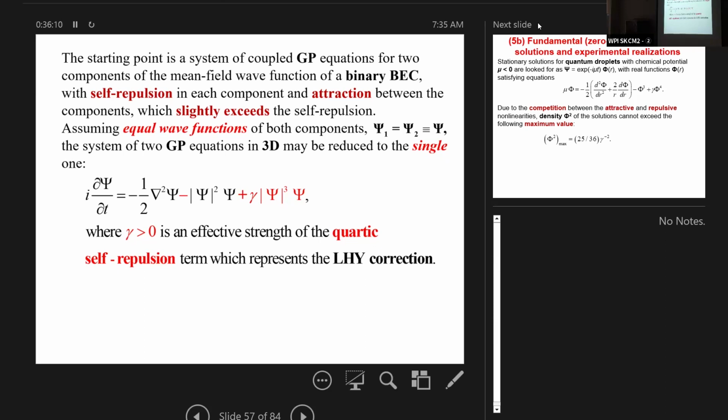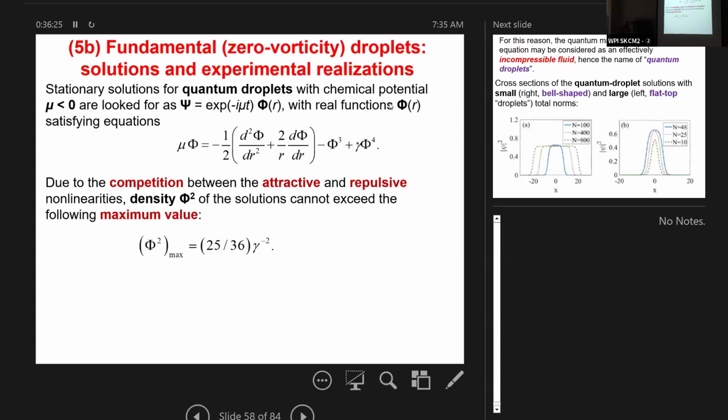This is how you can correct the Gross-Pitaevskii equation if the mean field nonlinearity is made very weak. According to this trick, it's necessary to take into regard this additional term. So one can, first of all, look for stationary solutions to this equation in this obvious form. This is the equation for the stationary wave function phi, which may be real in the case when we have no vorticity.